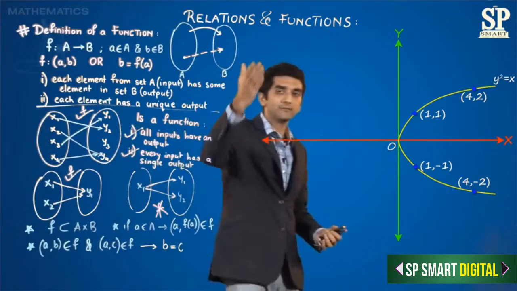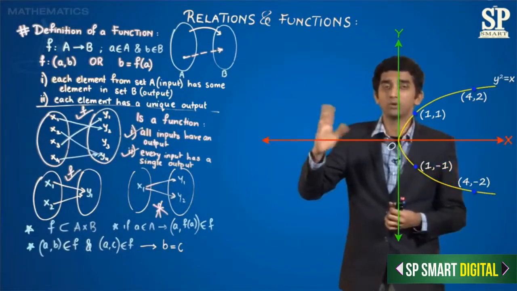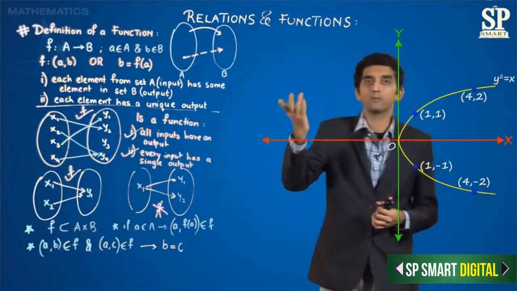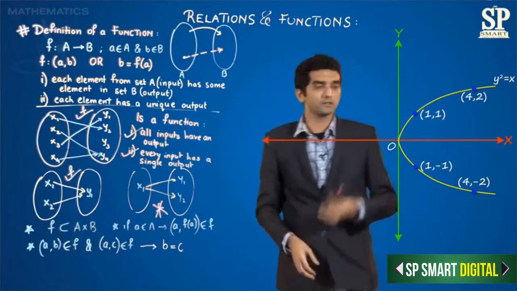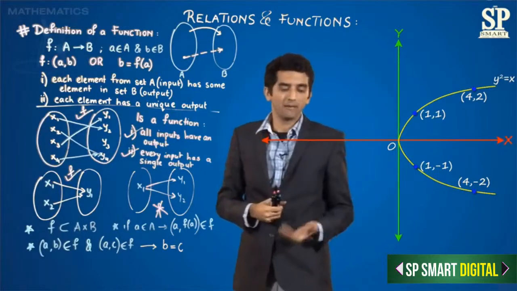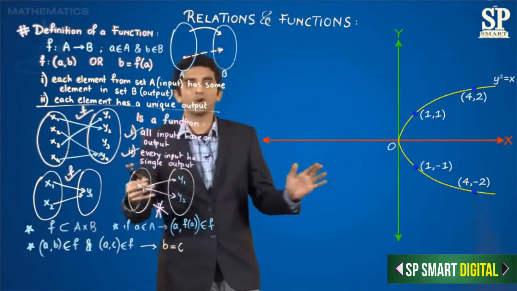We have ordered pairs where one input is having two outputs. As you can see, 4 comma 2, 4 comma -2, 1 comma 1 and 1 comma -1. Likewise, if I put 9, I'm going to get 3 and -3. So this definitely is not a function.